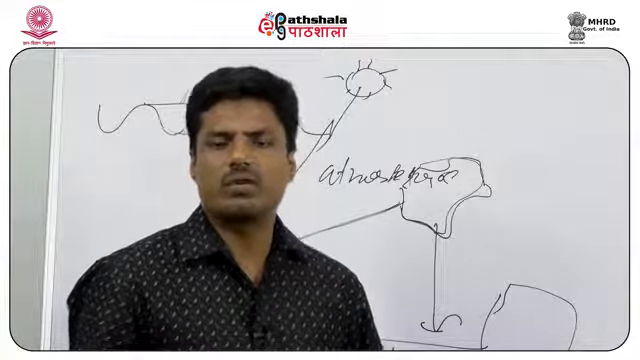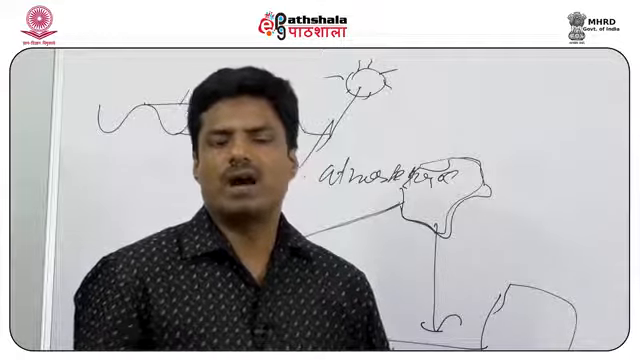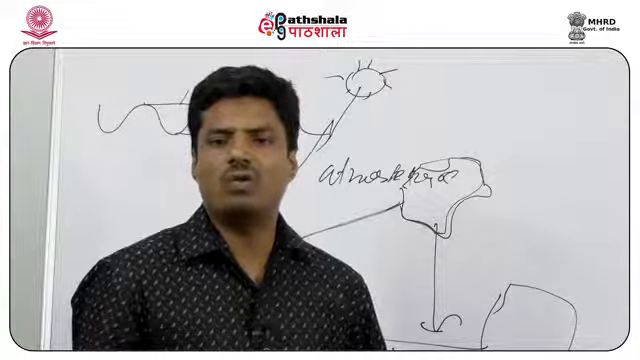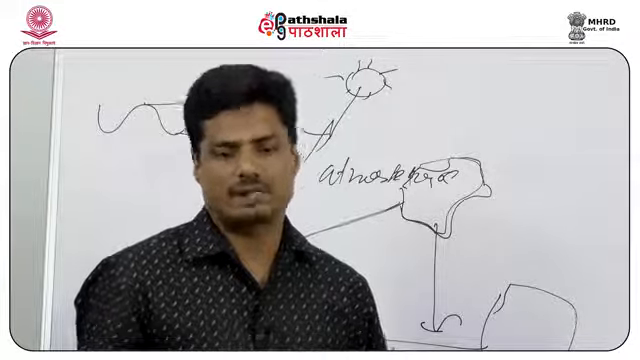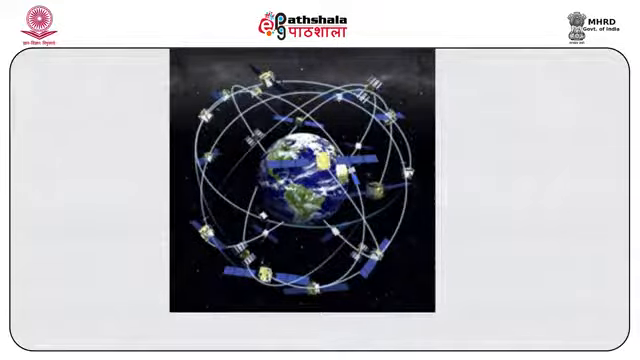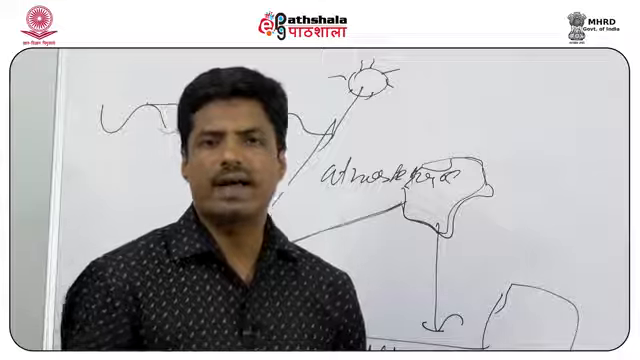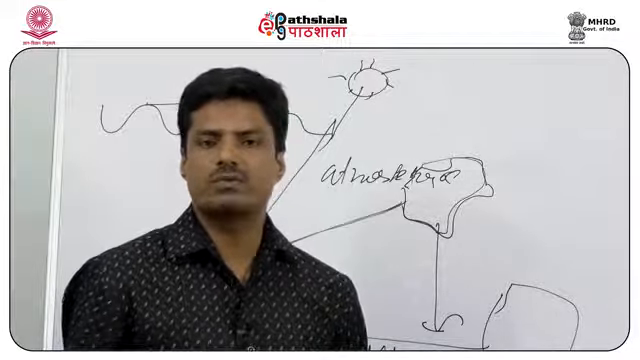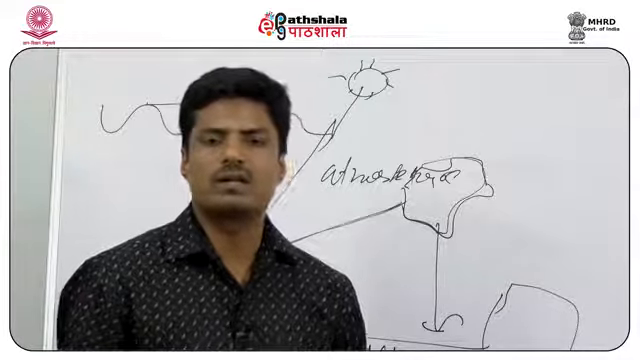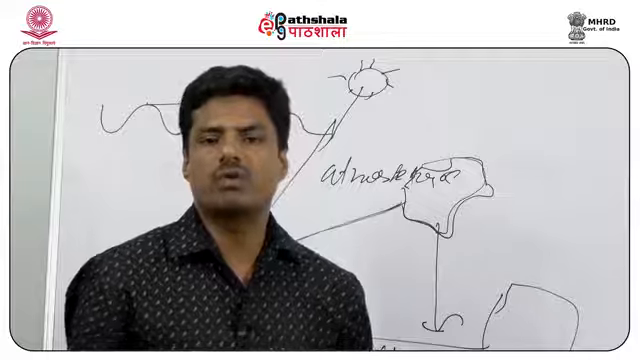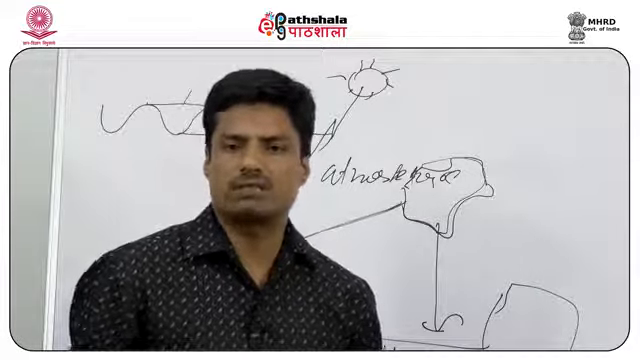Initially it was developed for military purposes, but after 1980, the US Department of Defense allowed the civilian use of this technology. So we use the GPS signals to get the three-dimensional location in terms of three coordinates. These coordinates are x coordinates, that is for latitude, y coordinates, that is for longitude, and z coordinates, that is for height.